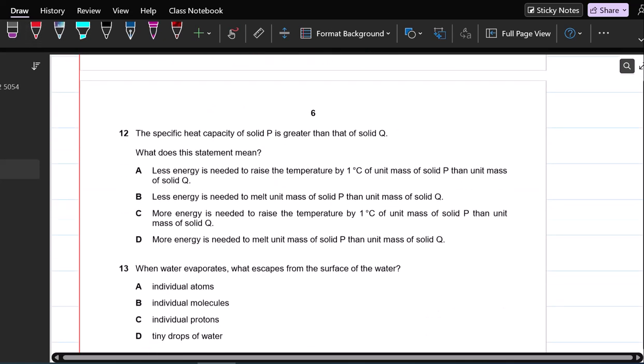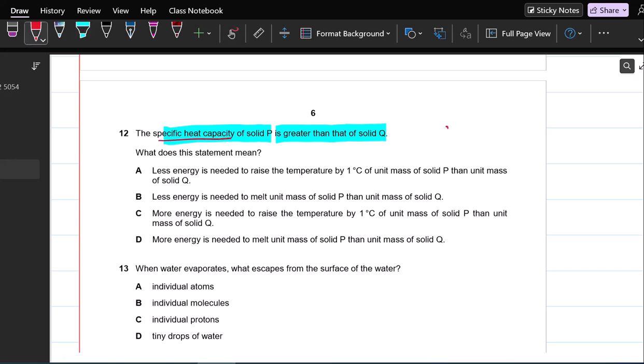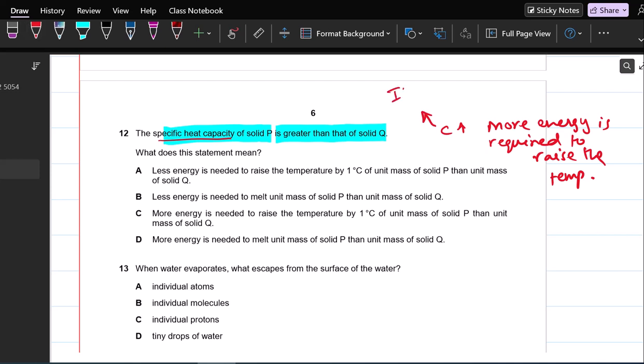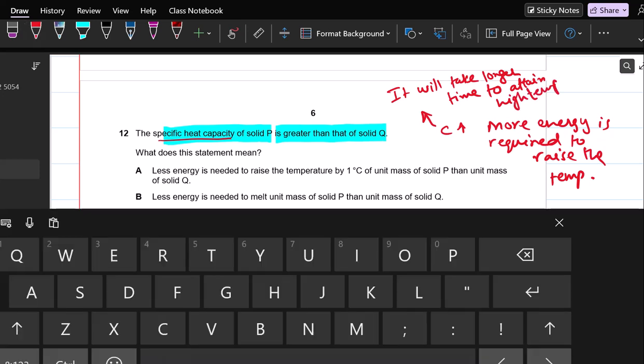Question number 12. The specific heat capacity of solid P is greater than that of solid Q. If specific heat capacity C is greater, it means more energy is required to raise the temperature. In other words, it will take a longer time to attain a high temperature. This is the story here.